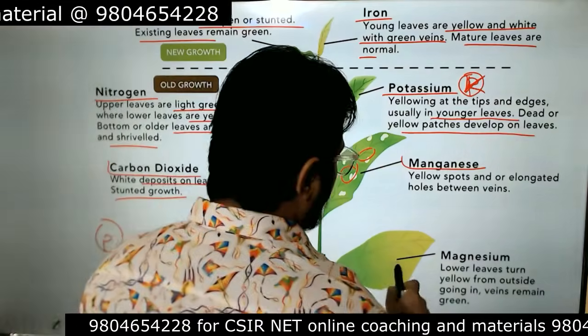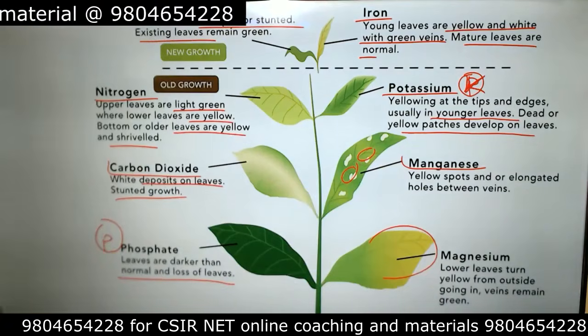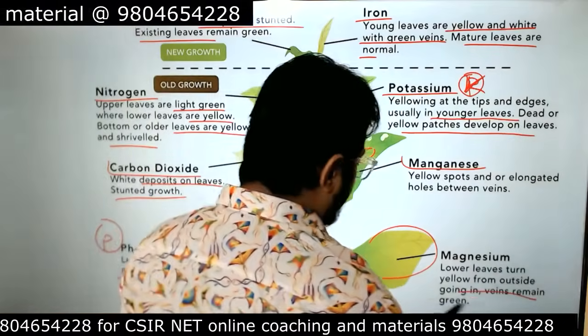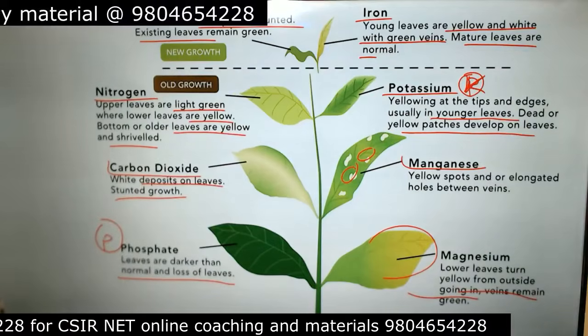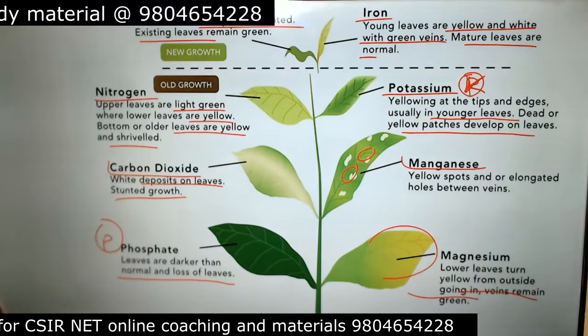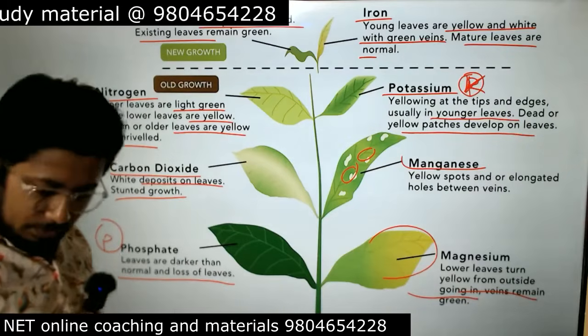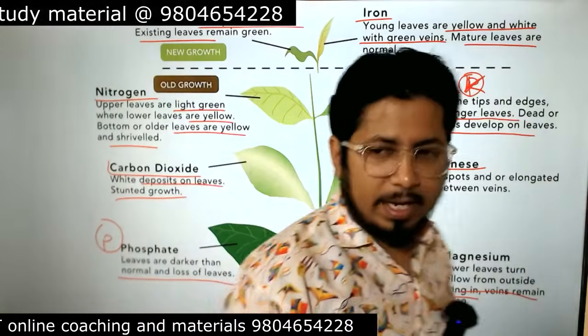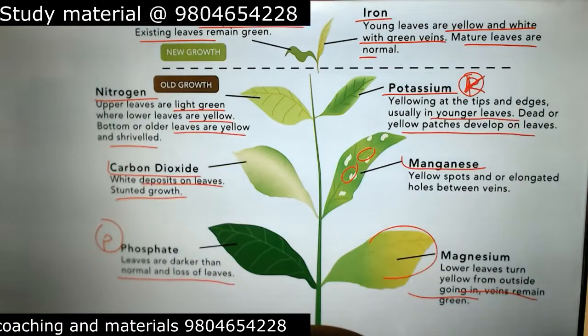Magnesium deficiency: lower leaves turn yellow from the outside going in, veins remain green, but the leaf turns yellow, mainly the lower leaves. So these are all the different symptoms of major and macro elements for the growth, or macro and micronutrients for the growth of the plant.